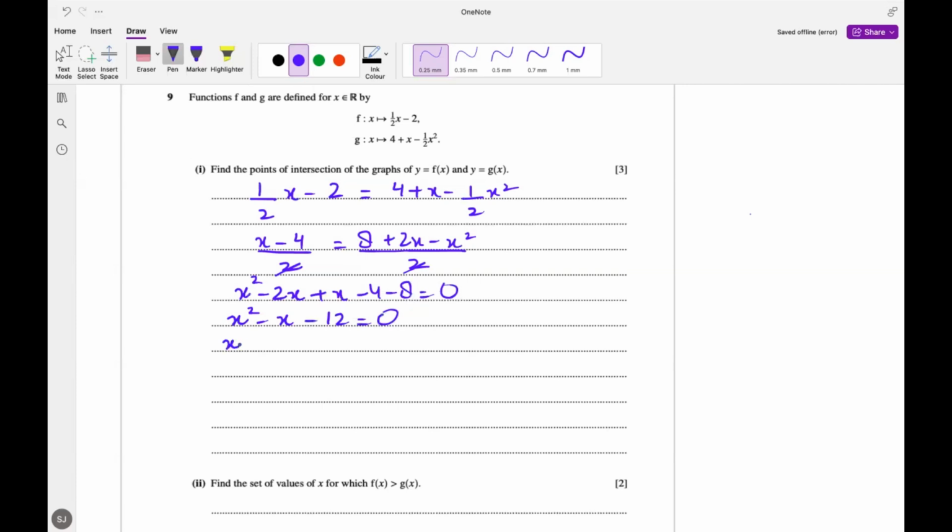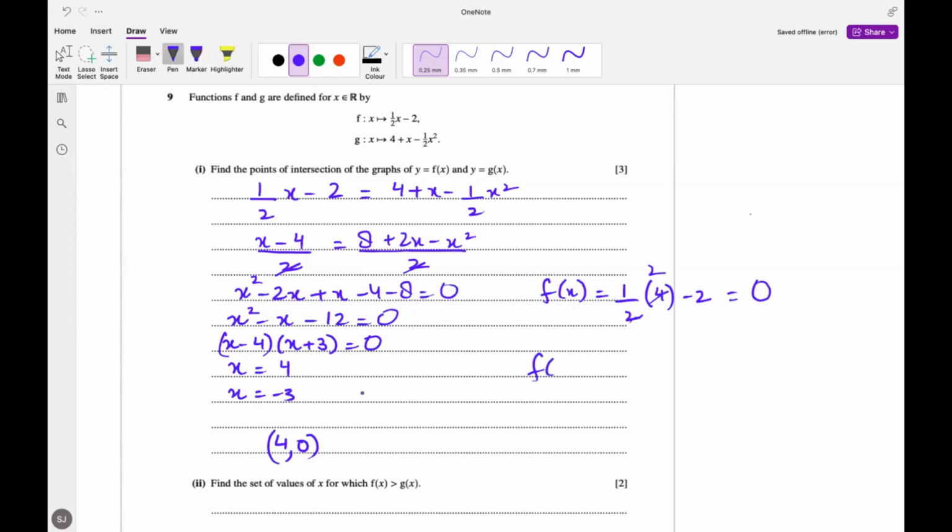Factorizing and solving, we'll get x minus 4 times x plus 3 is equal to 0. The values of x are x equals 4 and x equals minus 3. To find the value of y, we can substitute these values of x in either one of the two equations. As the equation for f of x is simple, we'll use this one. So this will be half into x. One of the values of x is 4, so half of 4 minus 2. 4 upon 2 is 2, so f of x will be equal to 0. So one of the coordinates will be 4 comma 0.